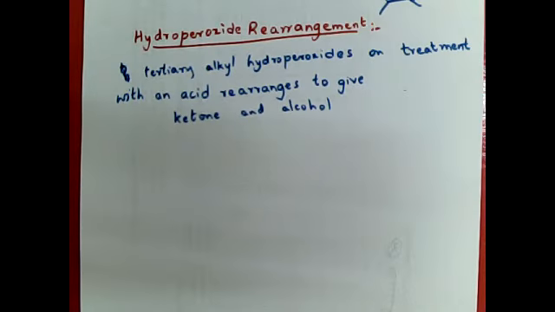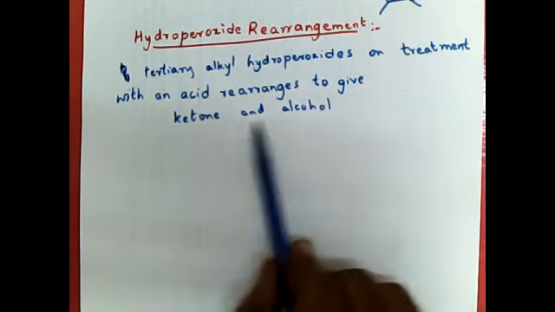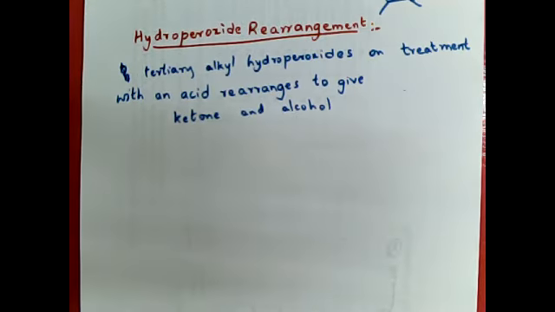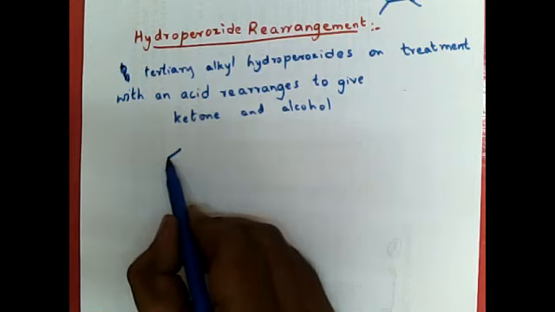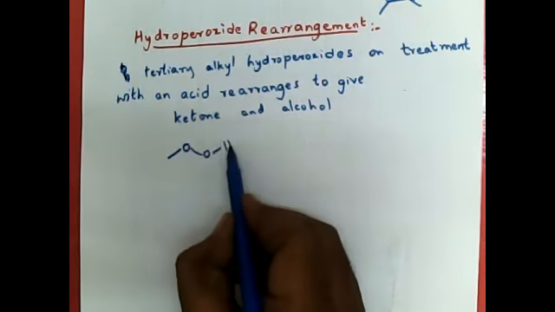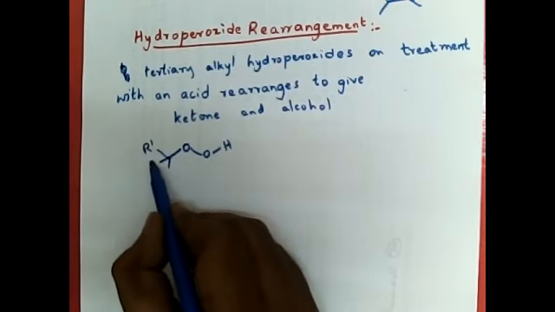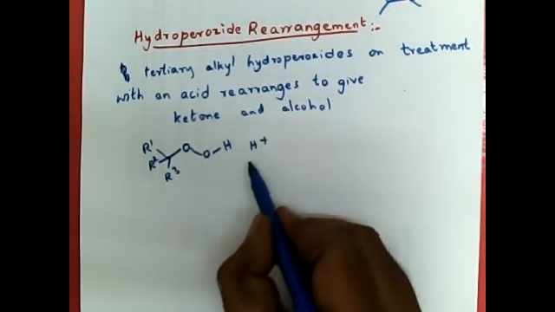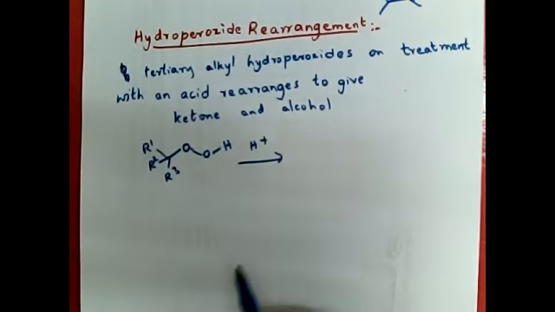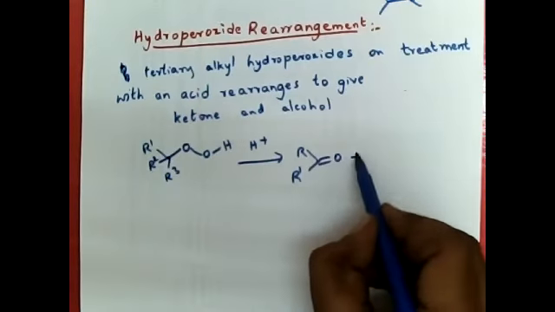What is hydroperoxide rearrangement? Rearrangement of tertiary alkyl hydroperoxides on treatment with an acid to give ketone and alcohol. What is this rearrangement? Tertiary alkyl hydroperoxide. This is hydroperoxide. On one side, if we have a tertiary alkyl group, then under acidic conditions, this can be converted to a ketone plus an alcohol.